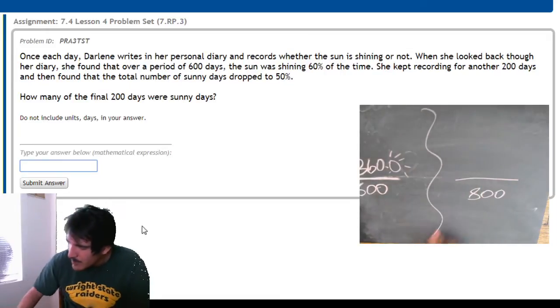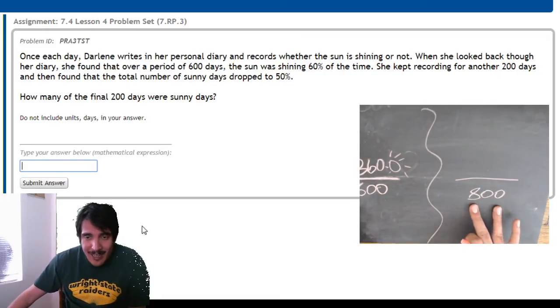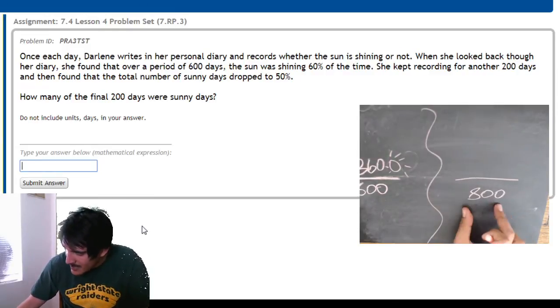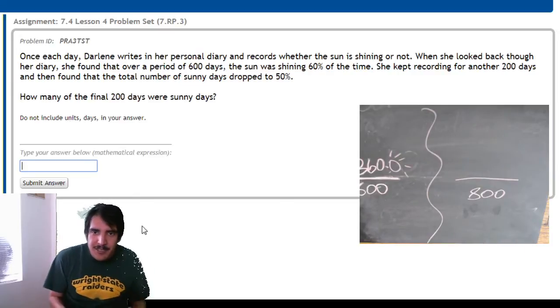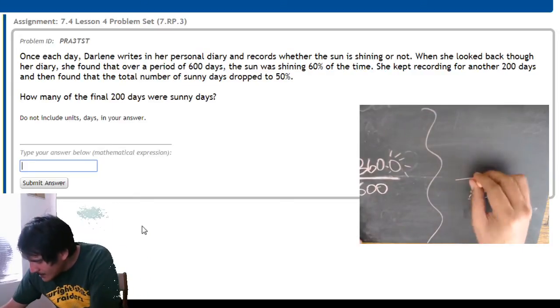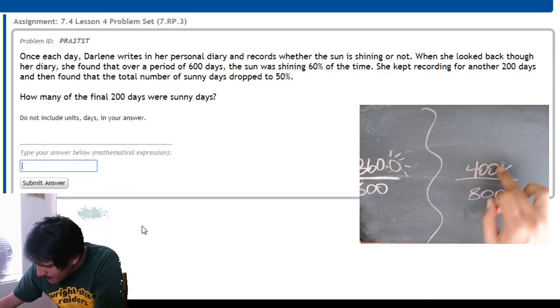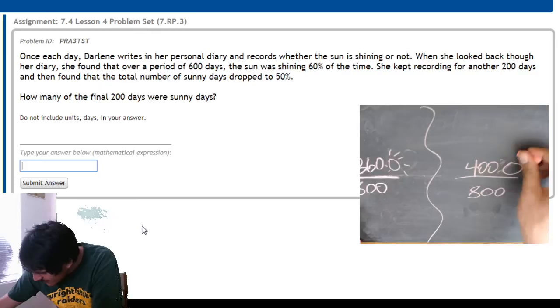I'm going to put a little line between these. After 200 days, we had a total of 800 days. Then she found that the total number of sunny days had dropped to 50%. So on these 800 days, 50% of those were sunny. And so hopefully everybody said 50%. Well, that's half. So does that mean there were 400 sunny days total?